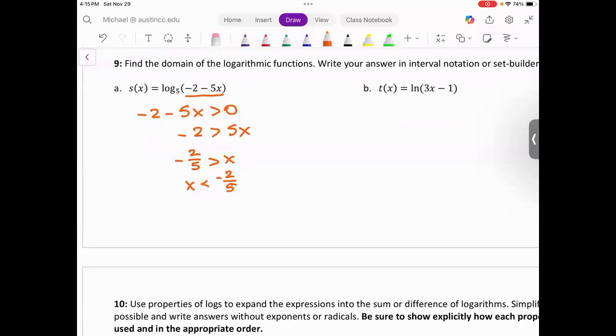All right, so if we wanted to put that in interval notation, we want any value less than negative 2/5. So negative infinity to negative 2/5. Or in set builder notation, use the braces, say x such that x is less than negative 2/5.